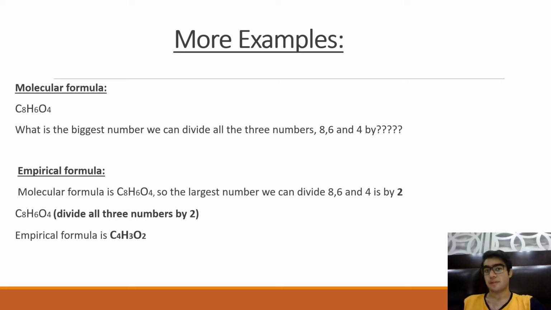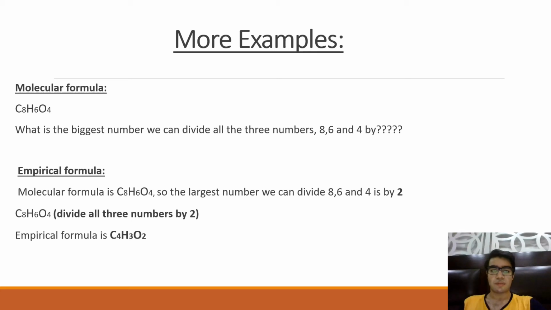So again, ask yourself the question: what's the biggest number we can divide all three numbers, which are 8, 6, and 4? So what's the highest factor between 8, 6, and 4? The highest factor is 2. We can divide all these three numbers by 2 to reduce them into their simplest forms.